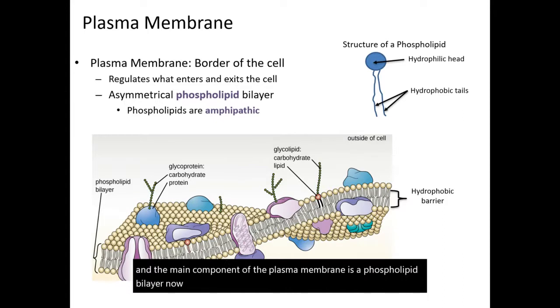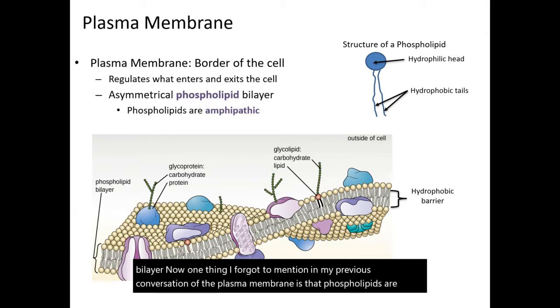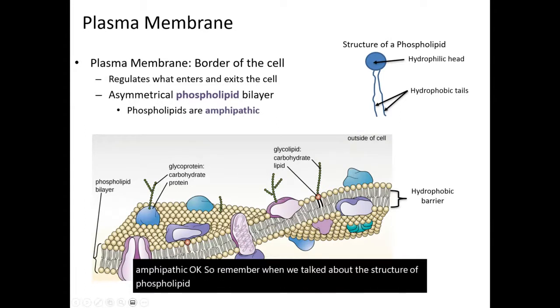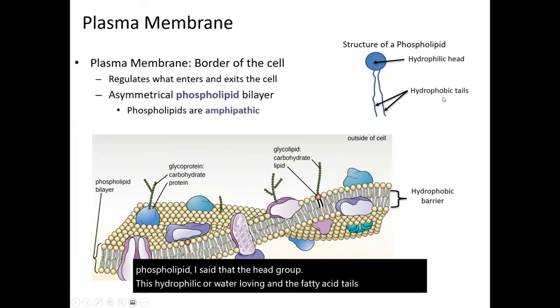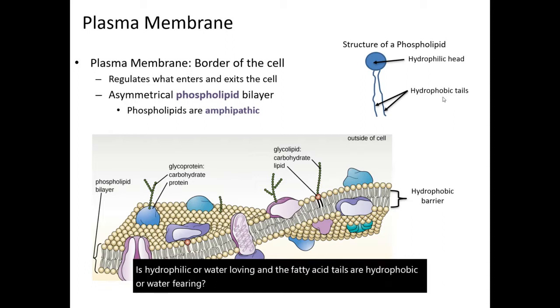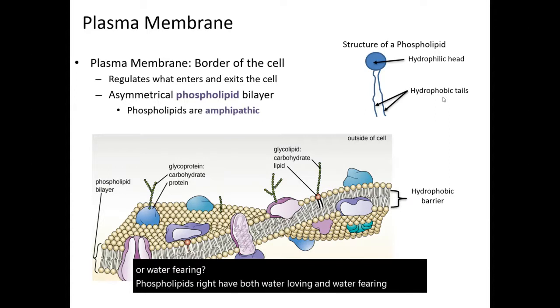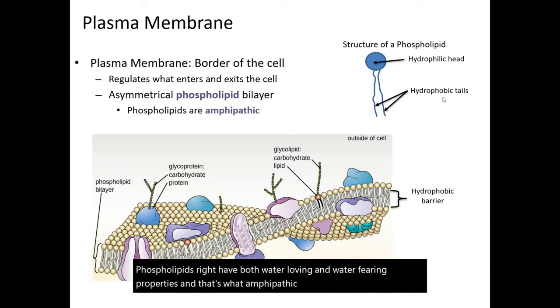One thing I forgot to mention in my previous conversation of the plasma membrane is that phospholipids are amphipathic. Remember when we talked about the structure of a phospholipid, I said that the head group is hydrophilic, or water-loving, and the fatty acid tails are hydrophobic, or water-fearing. Phospholipids have both water-loving and water-fearing properties, and that's what amphipathic means. Amphipathic means the molecule is hydrophilic and hydrophobic. Not many molecules are amphipathic, so this is really important.